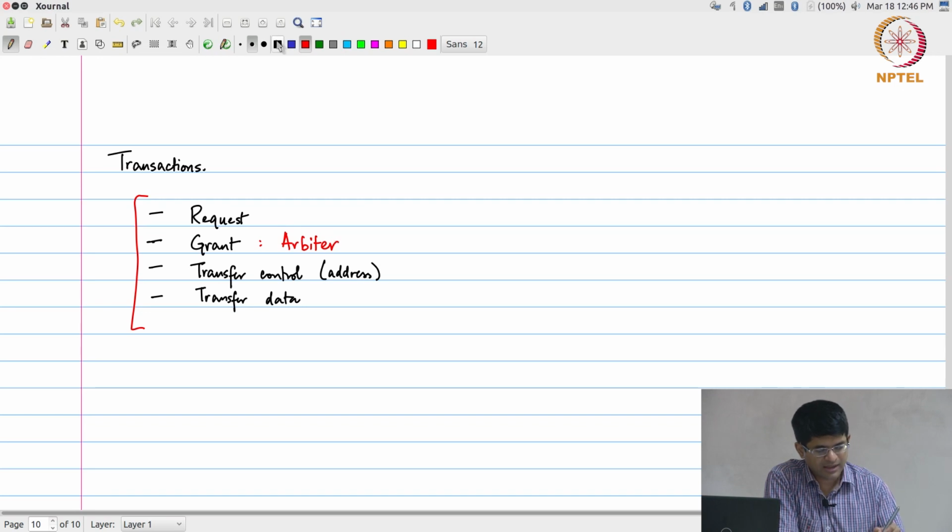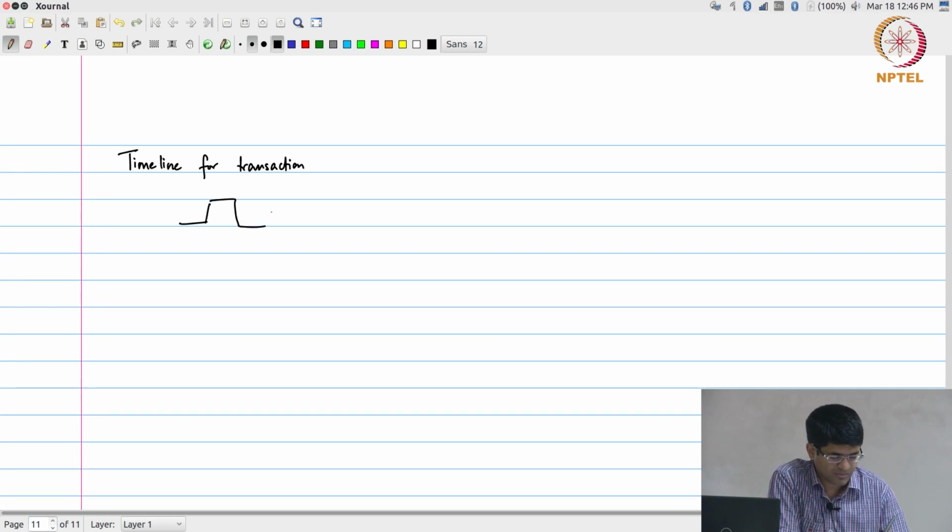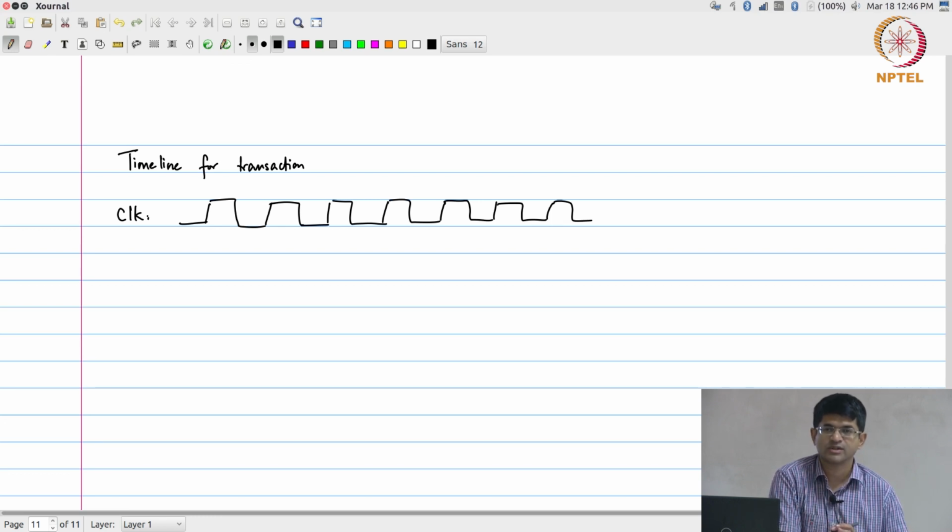And if you look at it, the timeline of a transaction could be something of this sort. Usually these are represented using some kind of timing diagrams. So the most important one is basically the clock. Along with that, of course, any bus will also have some kind of a reset signal associated with it, which is implicit. I am just assuming that all digital logic has a reset, so I am not mentioning that separately. But the process would go something like this.